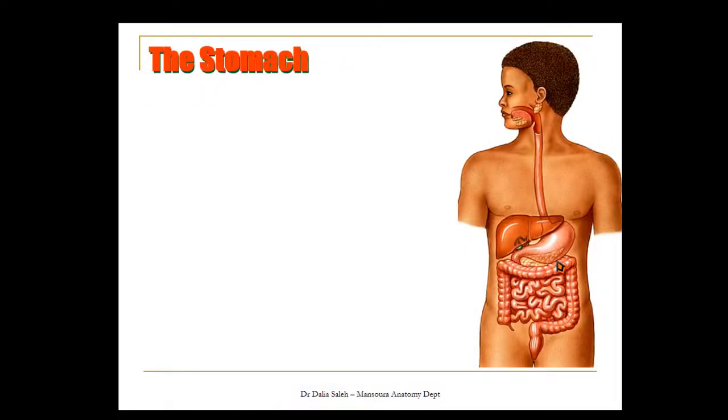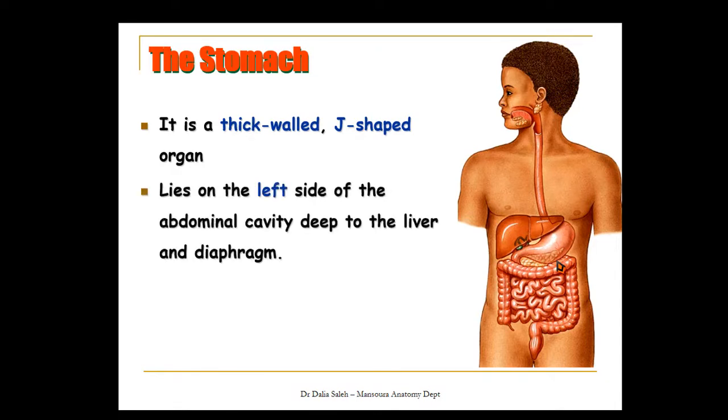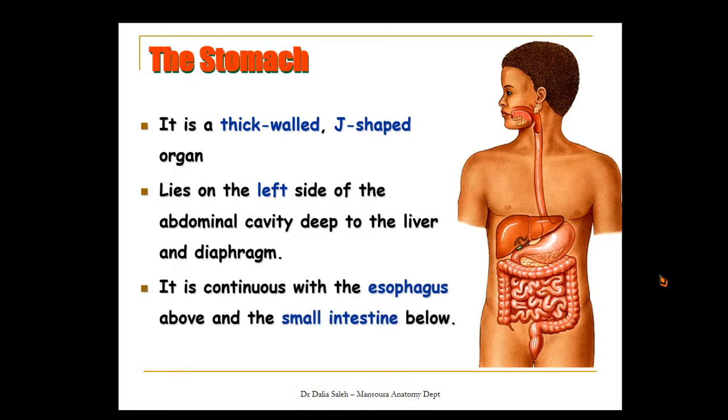Next we have the stomach. It is a thick-walled muscular organ that looks like the letter J. It lies on the left side of the abdominal cavity, deep to the liver and the diaphragm. So this is the stomach and this is the liver, and here should be the diaphragm. So it lies on the left side of the abdominal cavity, behind the liver and below the diaphragm. It's continuous with the esophagus above here, and it is also continuous with the small intestine below.